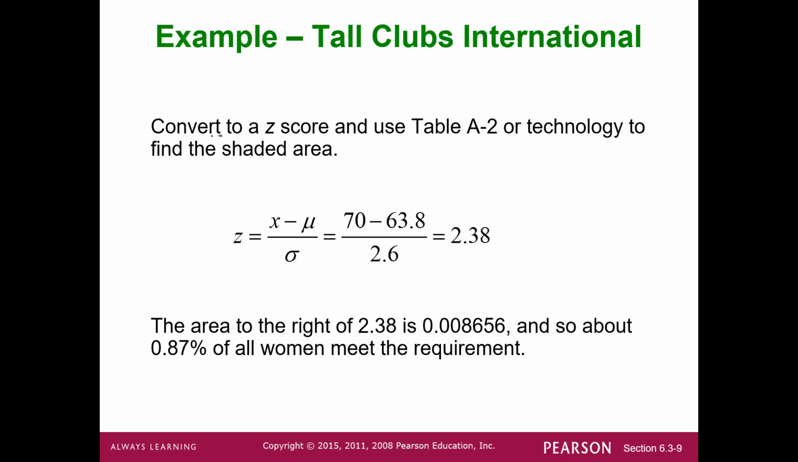It says convert to a z-score and then use table A2 or some technology to find that shaded region. Well, let's do that. If we want to know the z-score, you take that raw score of 70, subtract the mean from it, and then divide by the standard deviation, 2.6. And so this will tell us the z-score of 70. 70 is 2.38 deviations away from the mean. Now we know exactly how far away 2.38 is, because we took 70, we subtracted 63.8, and then we divided by 2.6.